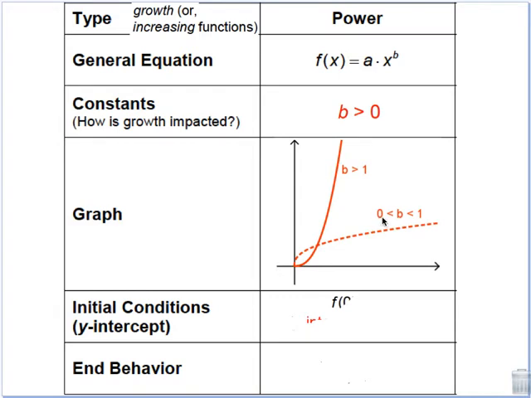Okay. If your b value is a fraction, let's say it was 1/2 or 1/3 or whatever, then you'll still start at the origin, and you'll increase like this, and it just kind of goes like that. Okay. So your initial conditions, where is the y-intercept? Well, it's at the origin. So if x is 0, then your y is also going to be 0.